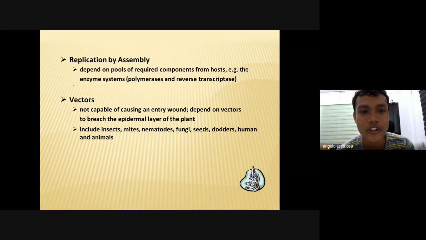Because as long as merong assembly or pagtitipon-tipon, tagalugin na lang natin para mas maintindihan. Pagtitipon-tipon ng mga host, nagkakaroon ng replication o pagdami ng mga virus. Di ba? Ganyan yan.